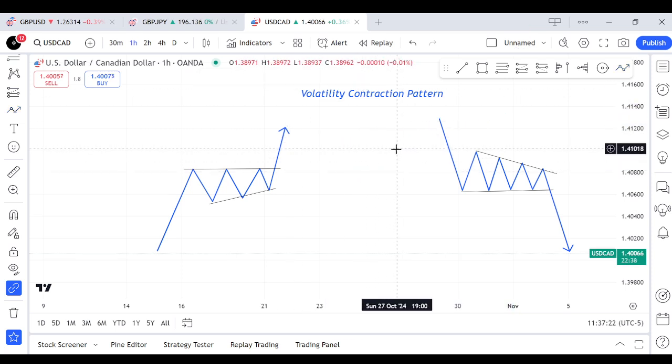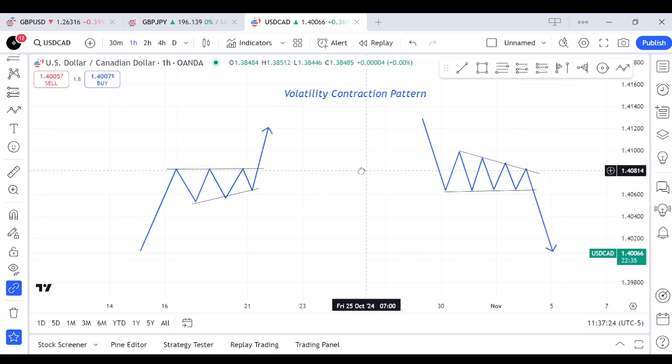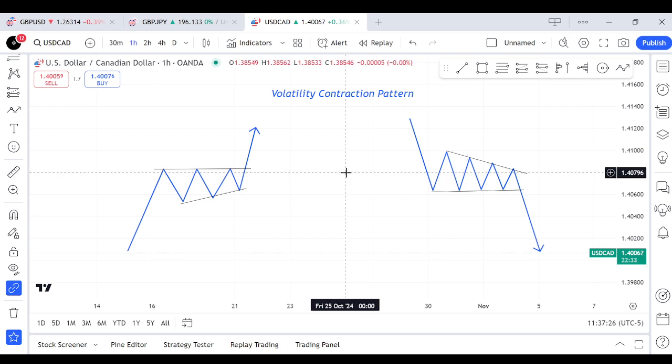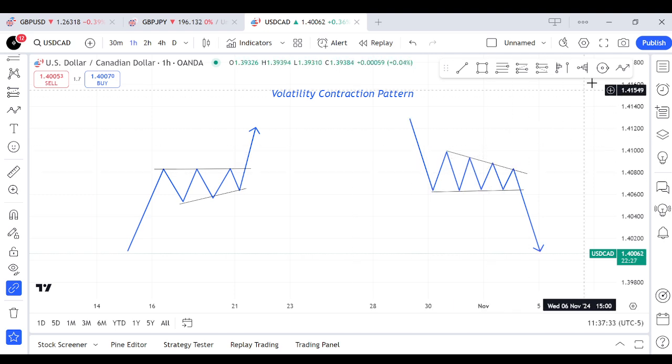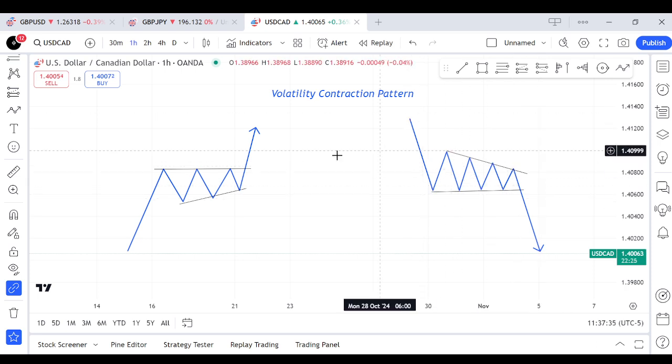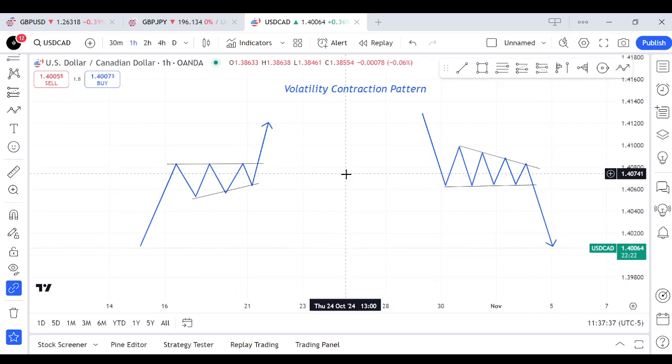Healthy patterns maintain higher lows in uptrends or lower highs in downtrends. So this characteristic shows that the dominant trend remains in control despite the decreased volatility, as you can see right here. This is a bearish example and this is a bullish example. So let's talk about trading strategies using the VCP.